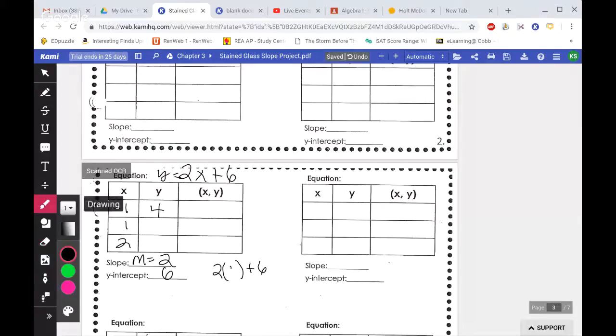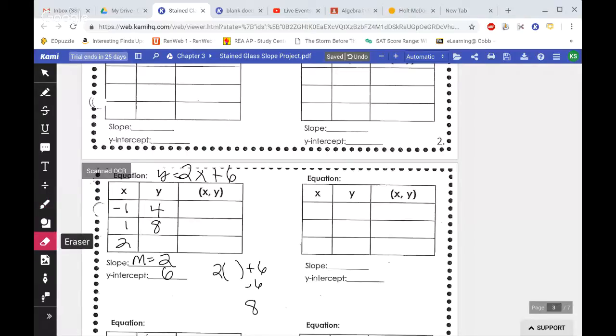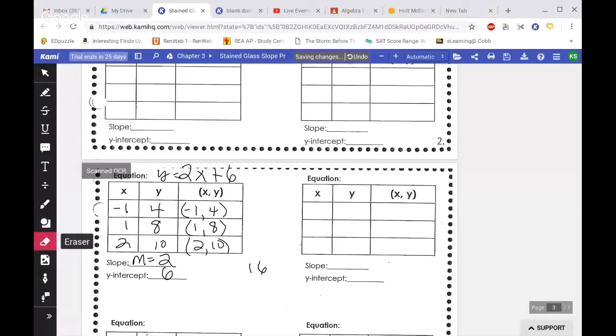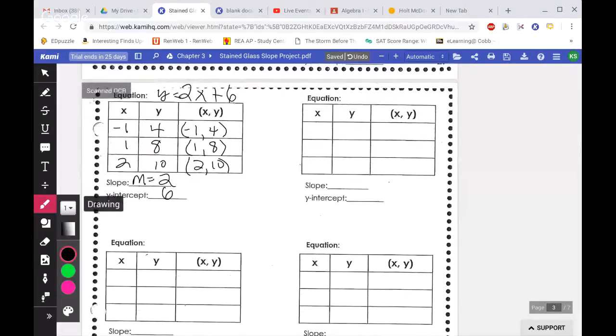Can you do y equals x plus 1, please? Yes, I can. I did this one yesterday in class, didn't I? I think so. Yes, ma'am. Okay.